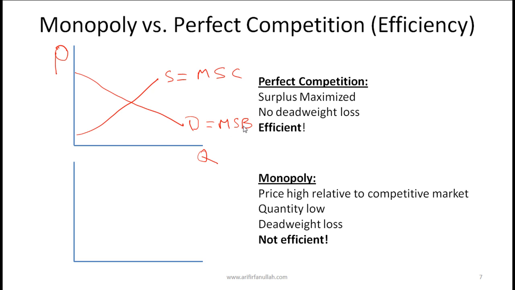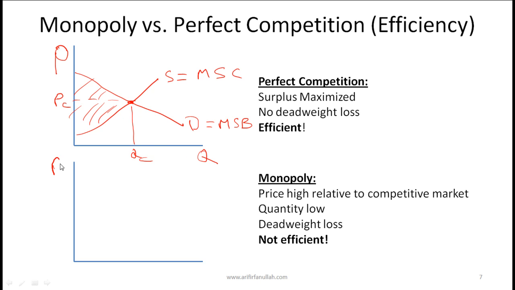The quantity and price that is set in a perfectly competitive market is based on the intersection of the marginal cost and marginal benefit curves. So notice that the consumer surplus plus producer surplus is maximized, there is no dead weight loss, and we are completely efficient. What happens in a monopoly?